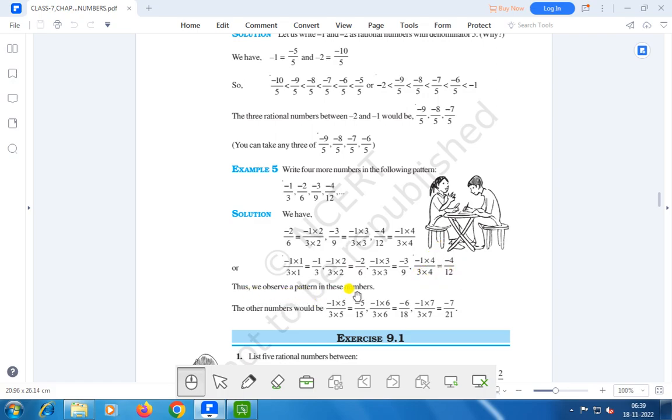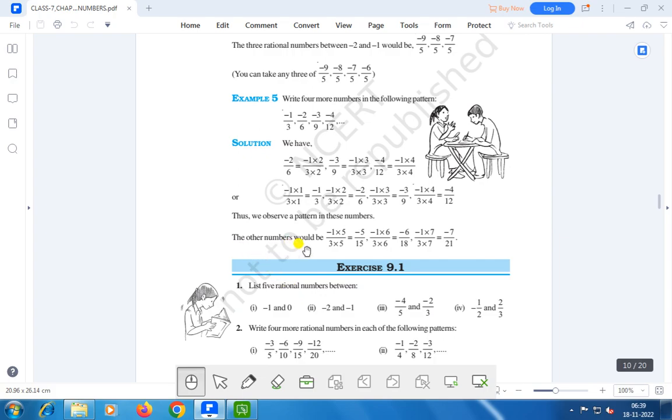Thus, you observe a pattern in these numbers. What is that? The other numbers would be minus 1 into 5 by 3 into 5, that is minus 5 by 15, minus 1 into 6 by 3 into 6, that is minus 6 by 18, and minus 1 into 7 by 3 into 7, minus 7 by 21, right?